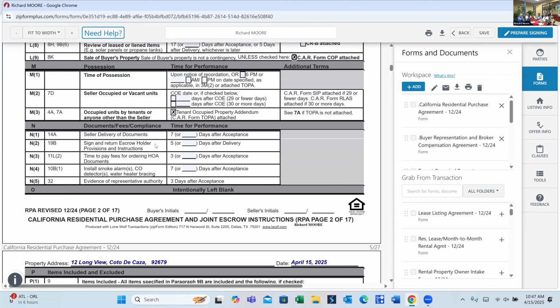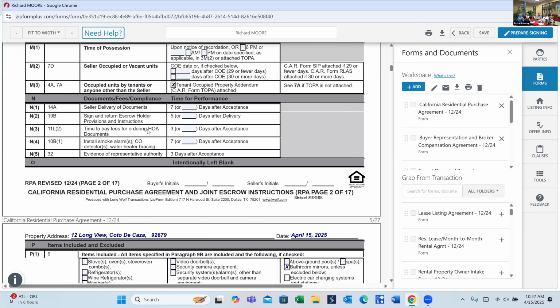Sign and return escrow holder provisions and instructions. It's saying 5 days after delivery. Well, what happens if one of the parties doesn't sign the escrow instructions or return them and send a notice for 4 months? So it's that typically. And then time to pay fees for ordering HOA documents. The seller has an obligation, and escrow manages it for them, to pay for the HOA or common interest disclosures. And it's supposed to be done within 3 days after acceptance of the contract.